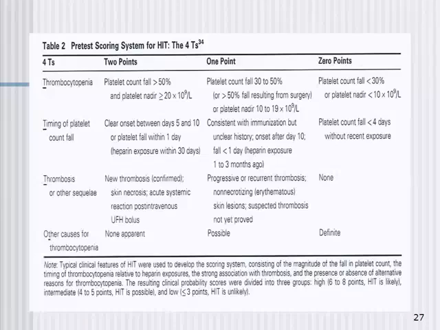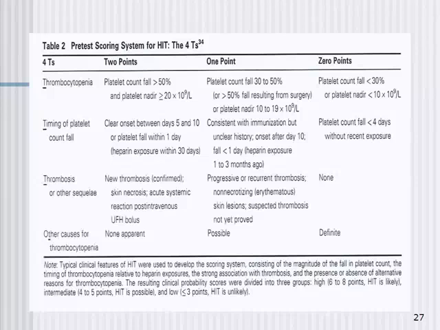So slide 27 shows you this 4 T's diagnostic algorithm. And the 4 primary questions are: 1, what is the extent of thrombocytopenia? What is the timing of the fall in platelet count? Does the patient develop thrombosis or other sequelae of the condition? And does the patient have other causes for thrombocytopenia?